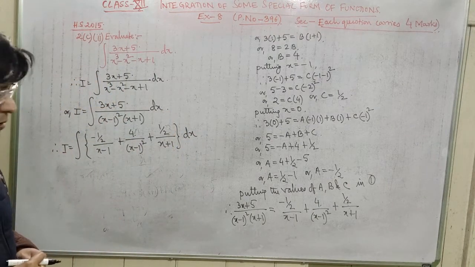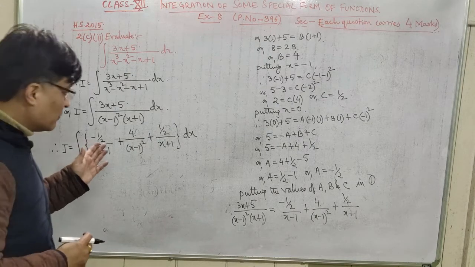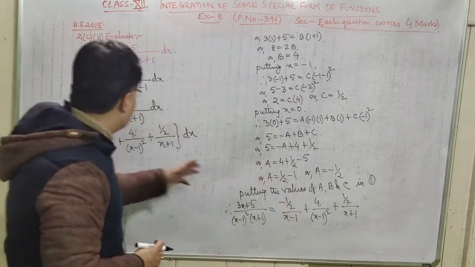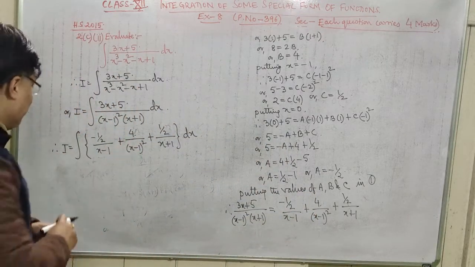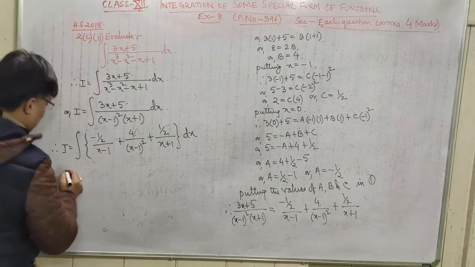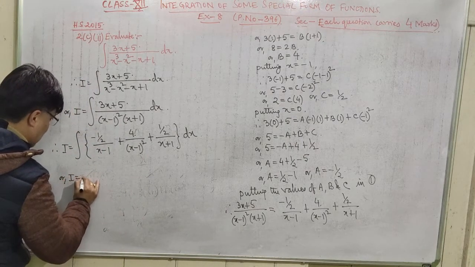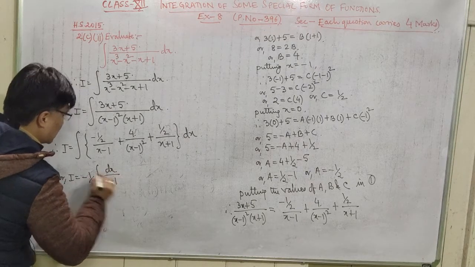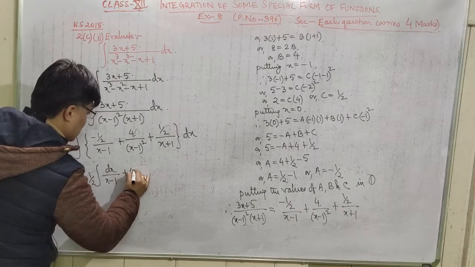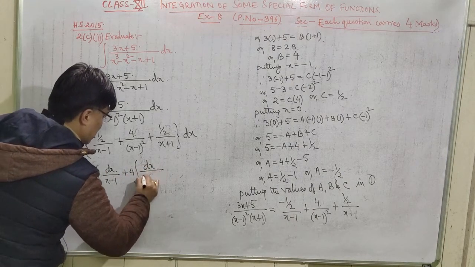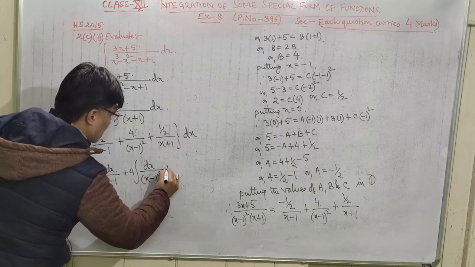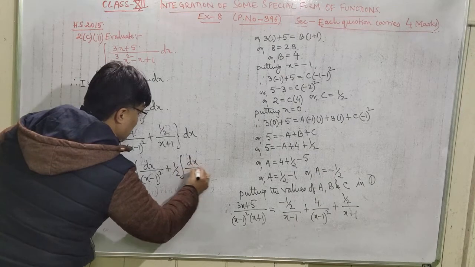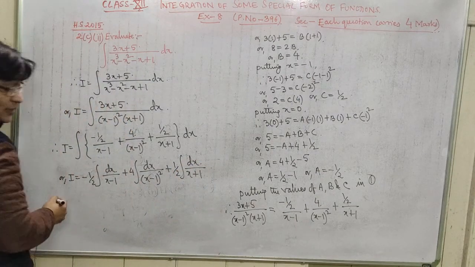Okay, we have converted the given fraction in terms of partial fractions, and this partial fraction is written in I. Let us separate the terms. I is equal to minus half, constant, integral of dx divided by x minus 1, plus 4, constant taken outside the integral sign, dx divided by (x minus 1) whole square, plus half, constant taken outside the integral sign, dx divided by x plus 1, right?